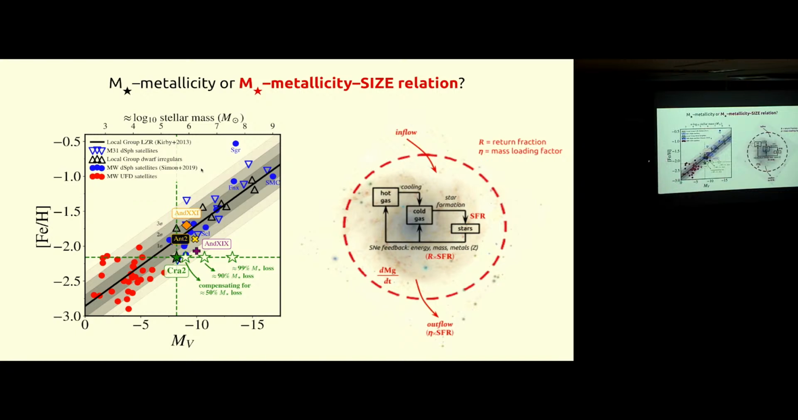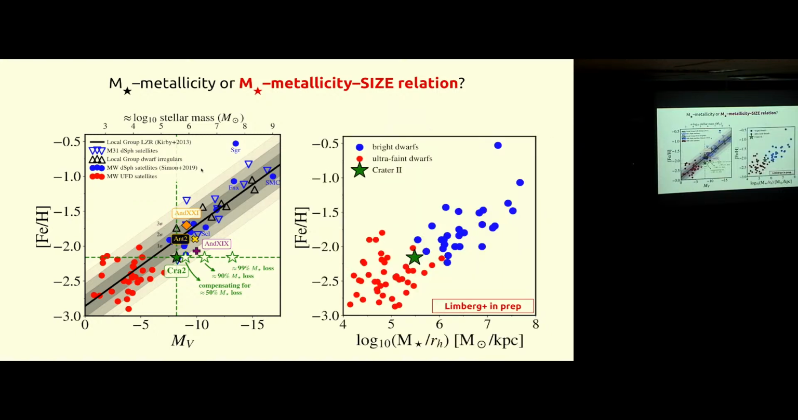So then what we can do is, you can imagine that this relation should really be a relationship between metallicity and not really your stellar mass, but something that is a proxy for your gravitational potential, such as the density of the galaxy or something. And then people have proposed this figure right here.